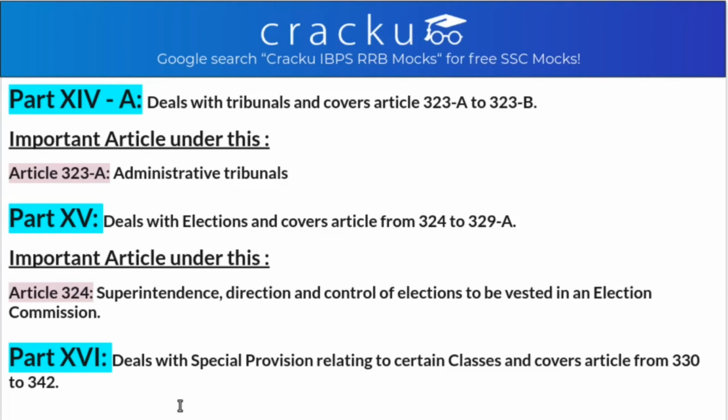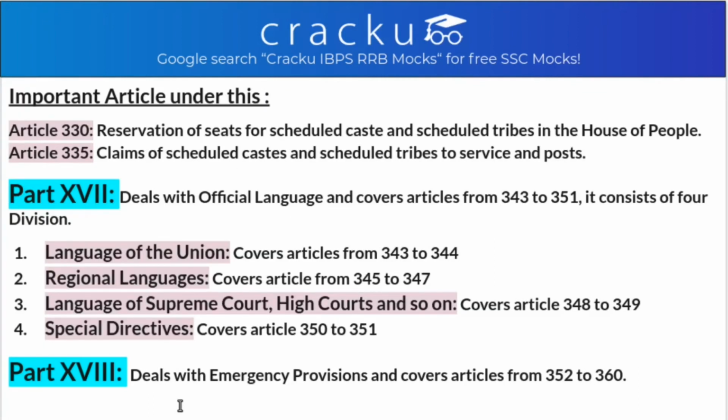After this comes Part 16, which deals with special provisions relating to certain classes and covers articles from 330 to 342. Let's see the important articles under this. Article 330 says reservation of seats for Scheduled Castes and Scheduled Tribes in the House of the People, that is Lok Sabha. And then comes Article 335, which says claims of Scheduled Castes and Scheduled Tribes to services and posts.